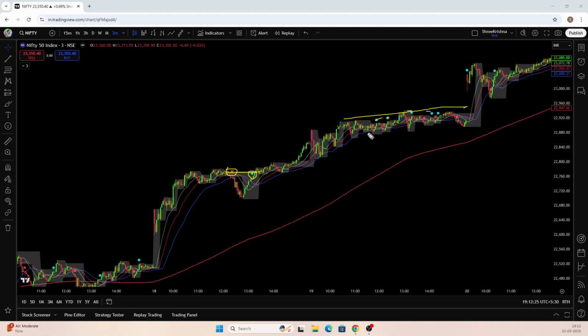We know it's the next phase of the consolidation. Then gap up. Buy signal again on the gap up. We made an exit because we know a buy signal on the gap up means it's going to pull down.